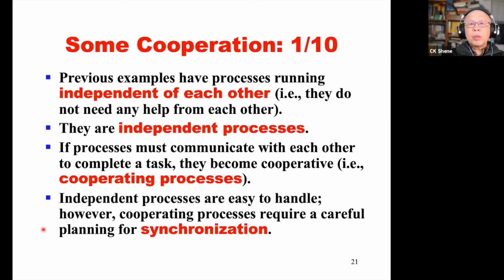If processes must communicate with each other to complete a task, they become cooperative, or we call them cooperating processes. For example, suppose you and I are two processes. We work together in order to get the job done. Somewhere in my process, I have to use the data or the result you computed and deliver it to me. So we have two situations.